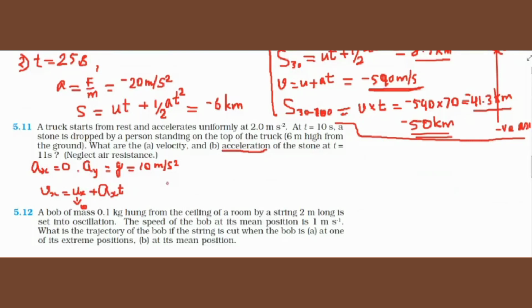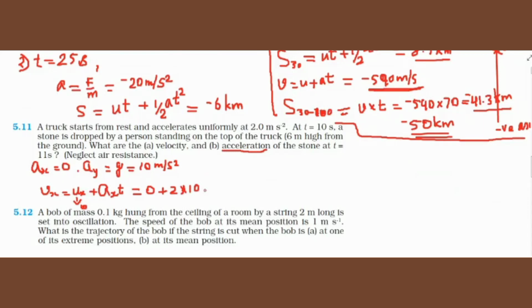Okay, and that horizontal velocity and t you have to substitute there. When you substitute the value of t, you will get 0 plus the horizontal acceleration of the truck, which is 2, and time is 10. So what is the reason I have taken time 10? Because for 10 seconds the stone is on the truck. So whatever velocity is acquired by the truck in 10 seconds, the stone also will have the same horizontal velocity.